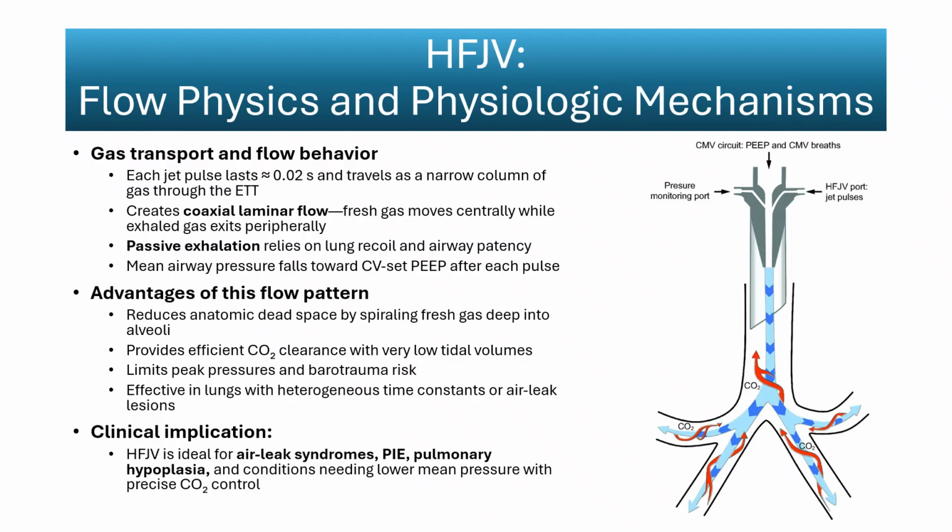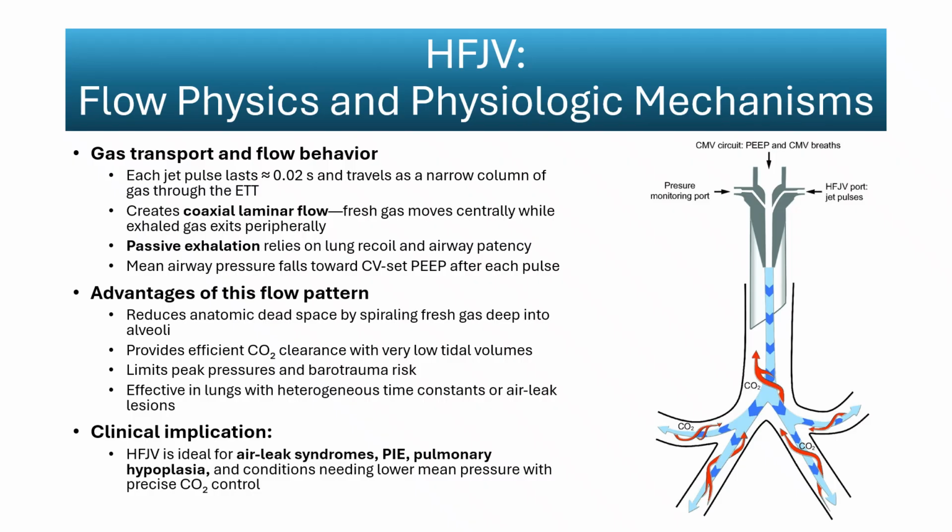Because the inspiratory phase is so brief, airway pressures return quickly toward the baseline set by the conventional ventilator, which acts as a continuous positive airway pressure source. Exhalation occurs passively through lung recoil. This allows mean airway pressure to remain low, even while driving pressure during each jet pulse may be high. The rapid cycling creates efficient carbon dioxide elimination through convection and enhanced diffusion while limiting barotrauma.